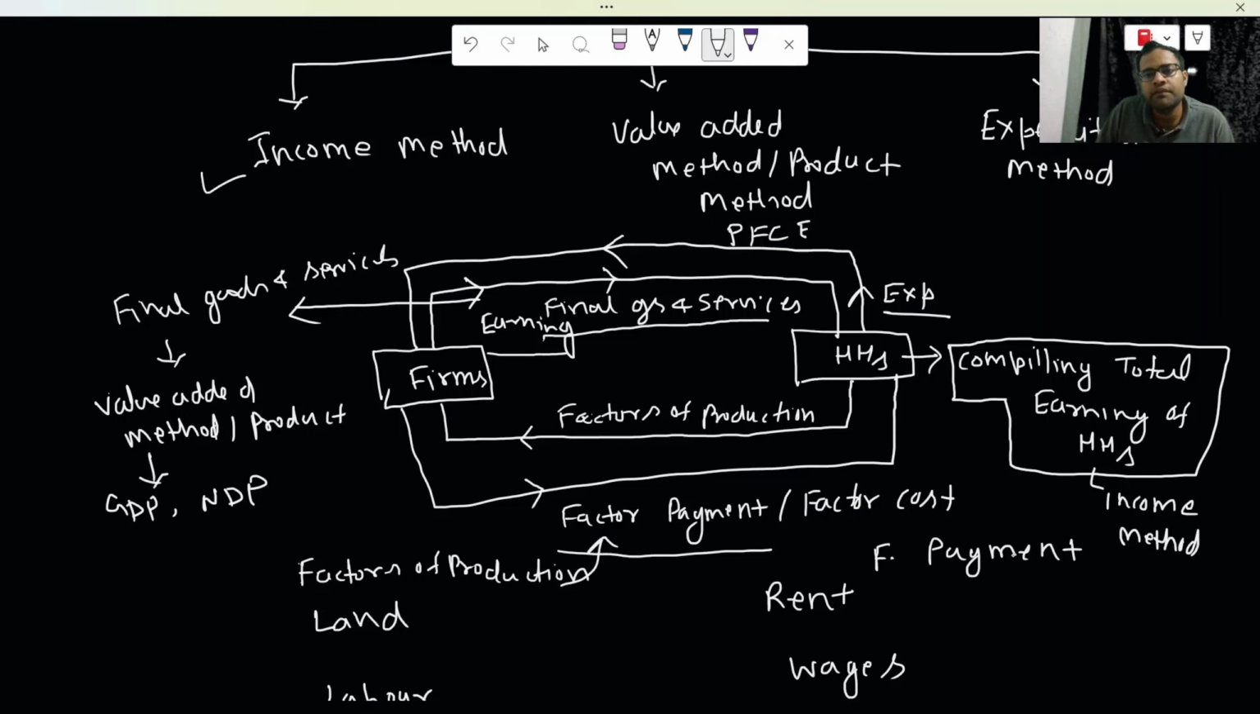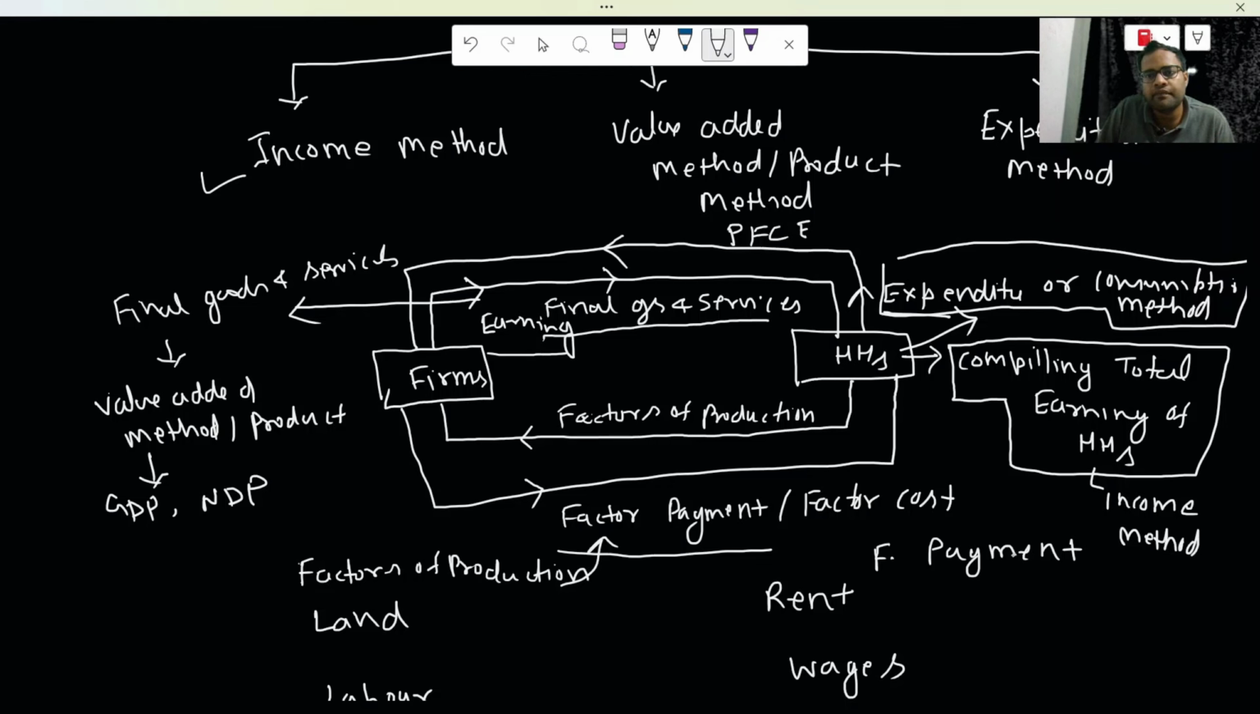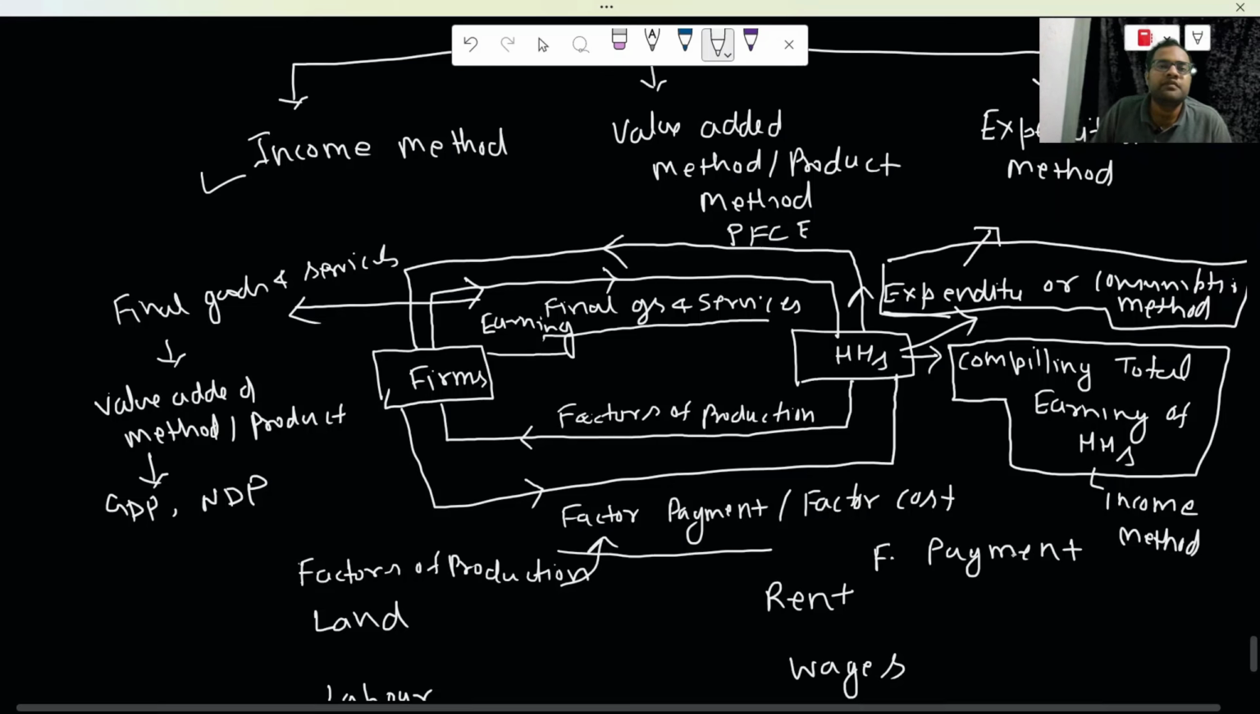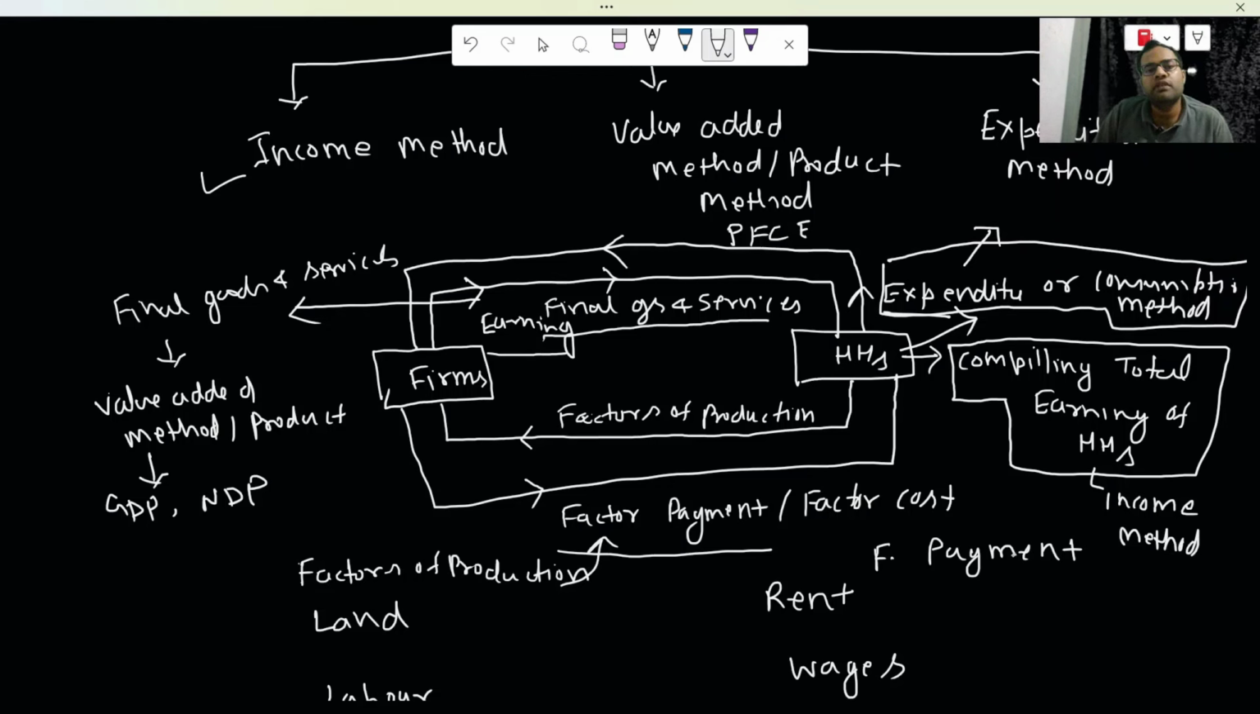And the third method, you can also calculate national income by the expenditure incurred by the household in order to buy those goods and services, known as the expenditure or consumption method. So these are three methods to calculate national income. I hope you get the sense of how to calculate national income by these three methods. In a later lecture, we will try to understand how to calculate national income through these methods. Thank you for watching.